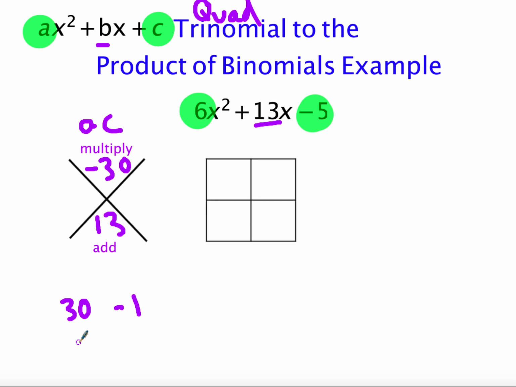That doesn't work. That would be 29. We can think of what? 15 and 2. It would need to be negative 2 to multiply to a negative. And that works. So 15 and negative 2 it is.